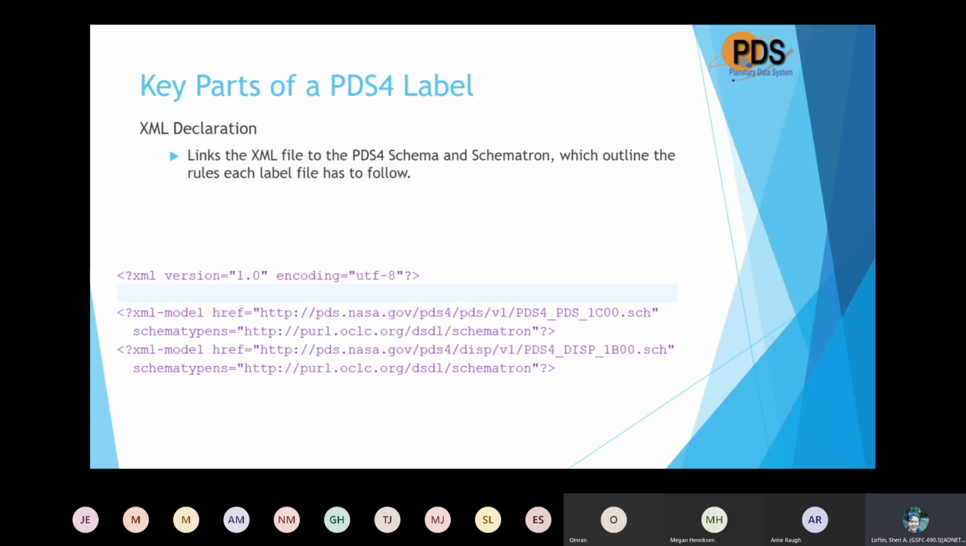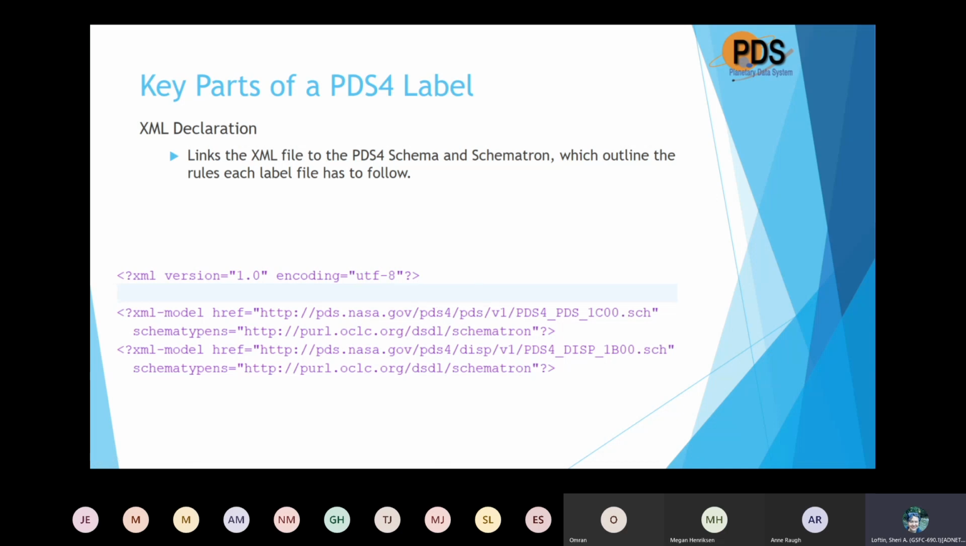Okay, so parts of a label. The first line, as mentioned before, points to the schema and schematron. There can be more listed here. This is just an example, but this is the literal address on the internet where it can find them and check against them. So this is at the beginning of every single label file.